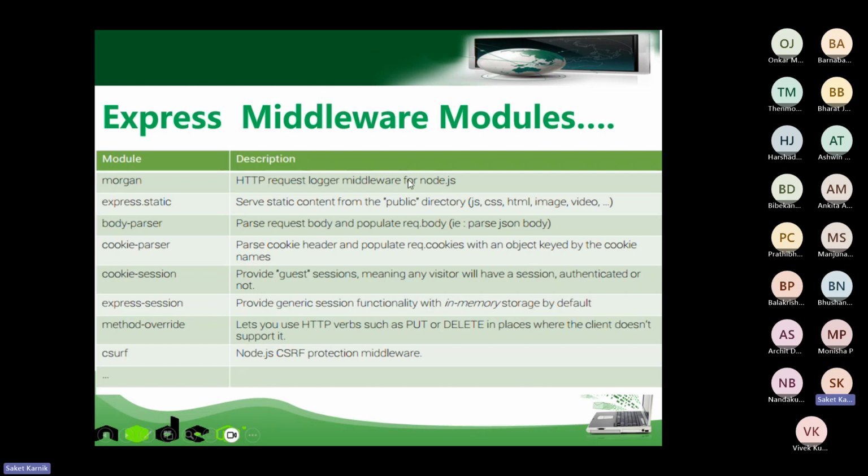Here are some of the middleware modules provided by Express for different kinds of work. Morgan for HTTP request logging. Express.static for serving static content from the public directory into your project, like JS files, CSS, HTML, images, videos, audios, etc. Then there is body parser for parsing the request body and populating the request.body object.